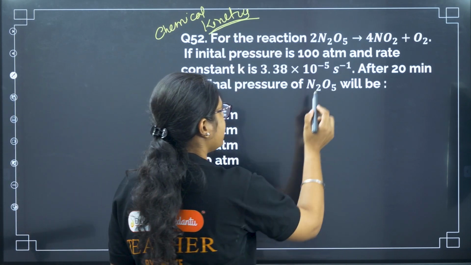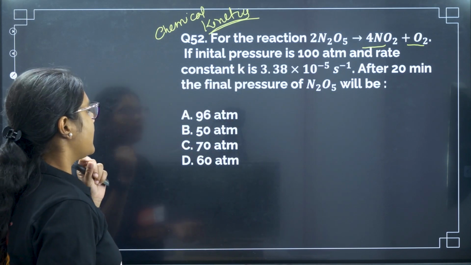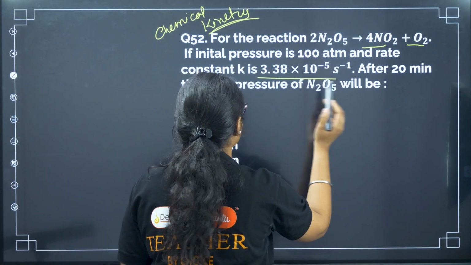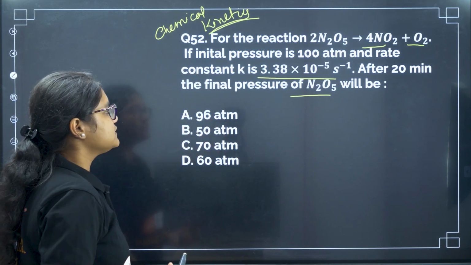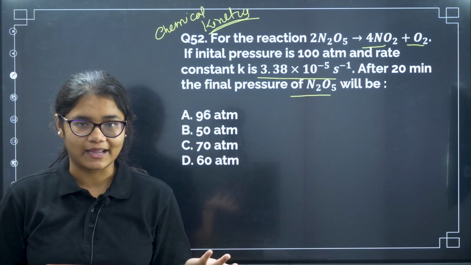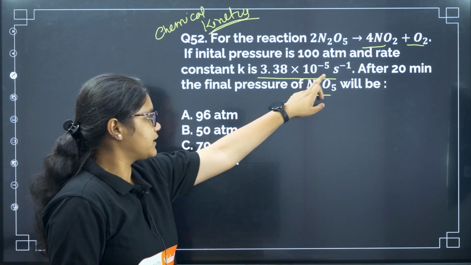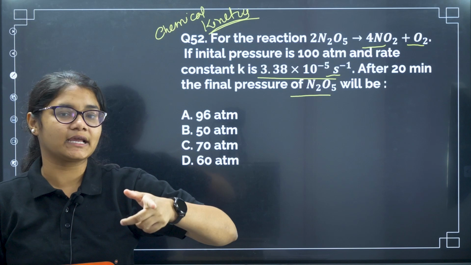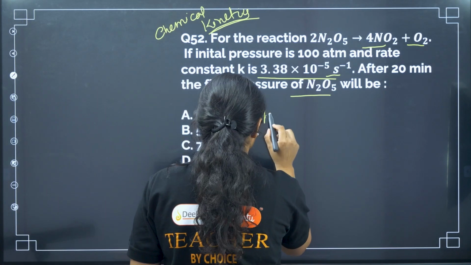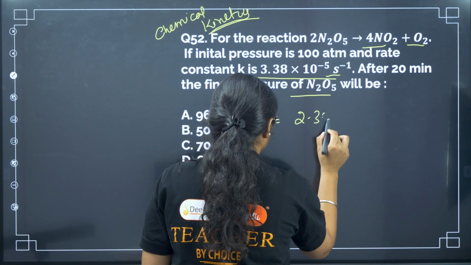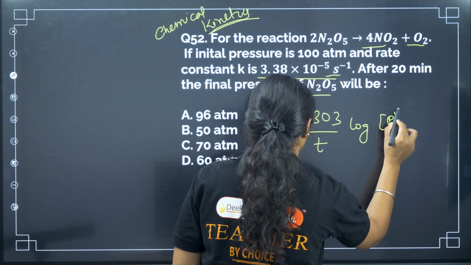For the reaction 2N2O5 gives 4NO2 plus O2, if the initial pressure is 100 atm and the rate constant is this much, after 20 minutes the final pressure of N2O5 will be? So now you see how to identify which order reaction this is. Then only we can apply the integrated rate law. If you see the unit of K is second inverse, and the unit second inverse is for a first order reaction. So we can use the integrated rate law for first order, that is K equal to 2.303 log of P naught by P.